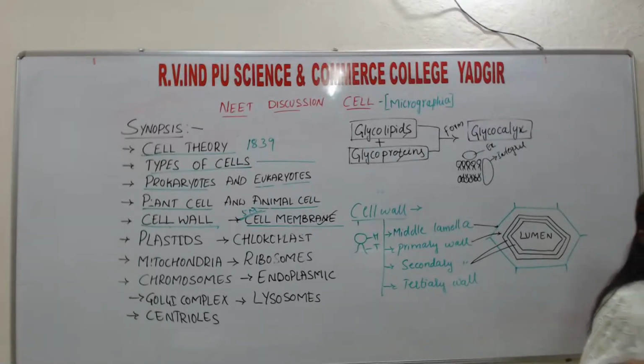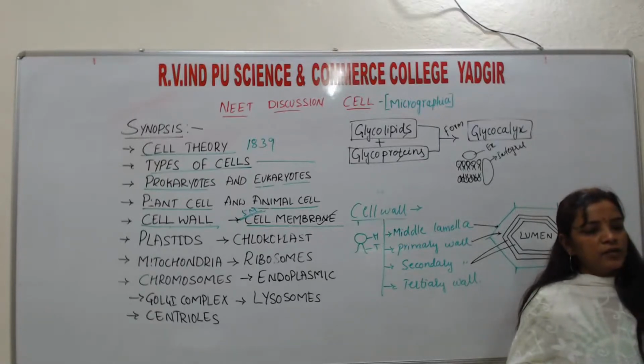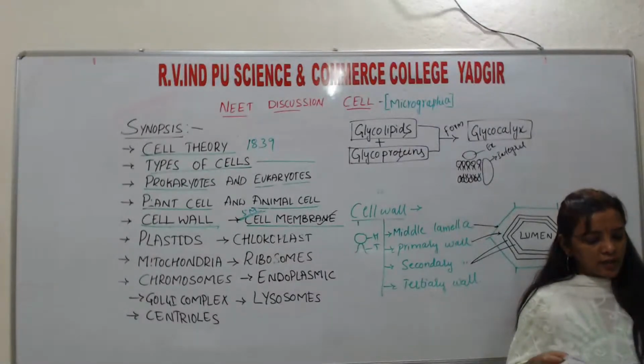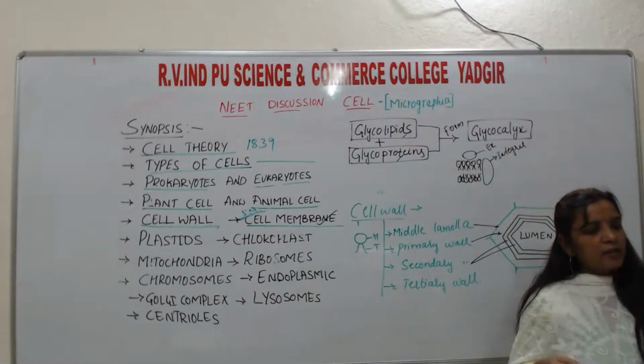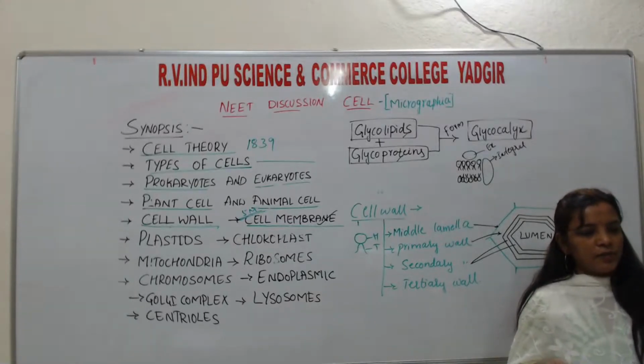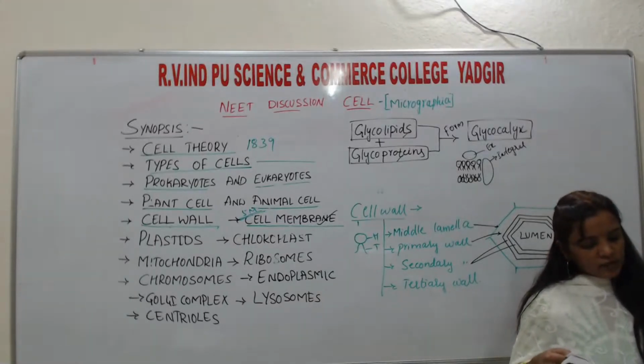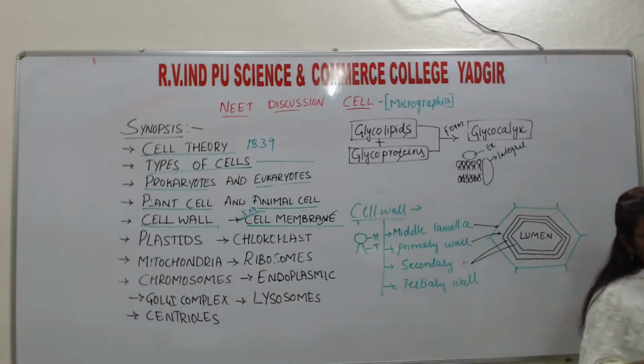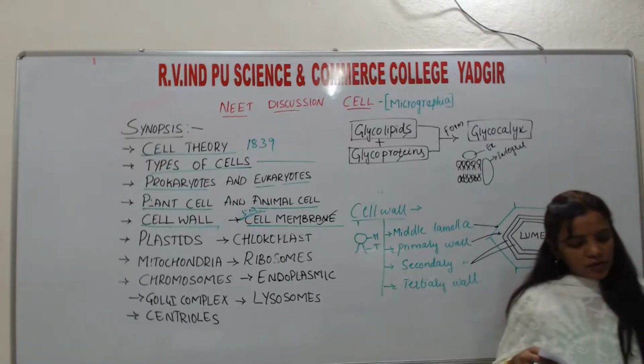Which is that answer? Mitochondria, which is where the energy production takes place. Next, select the mismatch. Which is mismatching? Gas vacuoles, green bacteria. Okay, gas vacuole, green bacteria. No, it is not mismatching.